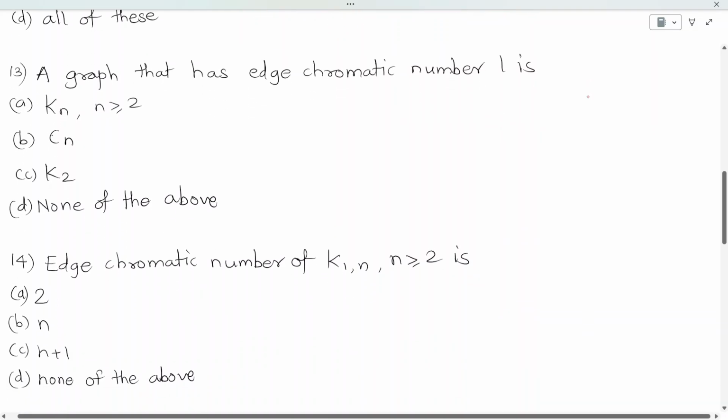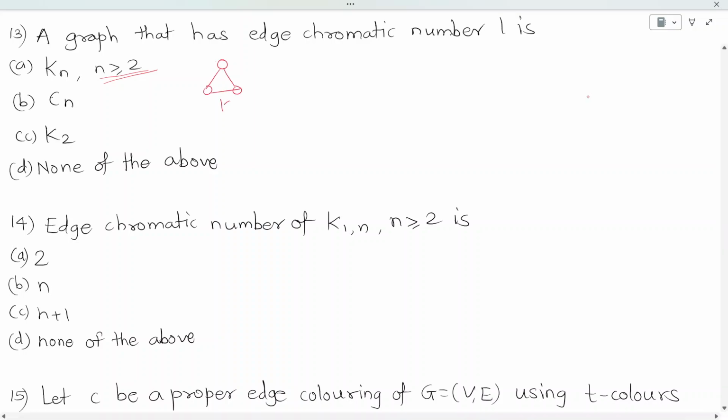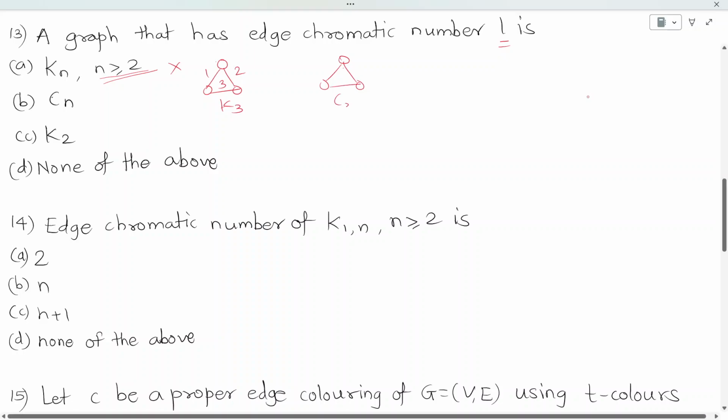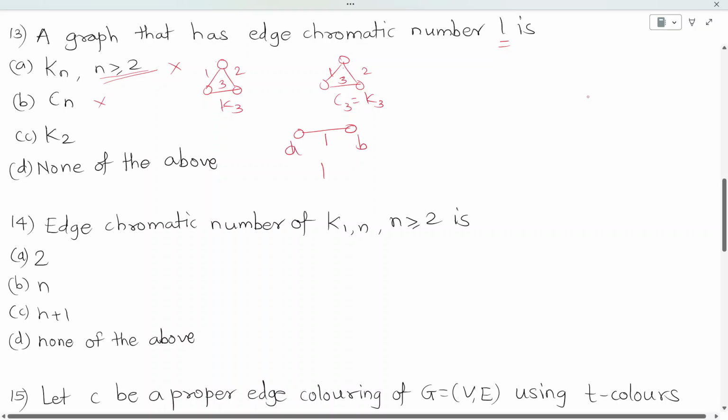So let us discuss another MCQ. A graph that has edge chromatic number 1 is: Kn, n greater than or equal to 2. Here we have been given n greater than or equal to 2. So let us draw K3. If I draw K3, then the edge chromatic number is 3, that is not equal to 1. So the first option is incorrect. Cn: you can see the same graph, K3, that is C3. It has edge chromatic number 3 and not 1. So Cn is also an incorrect option. If you consider K2, the edge chromatic number is 1. So option C is the correct option.